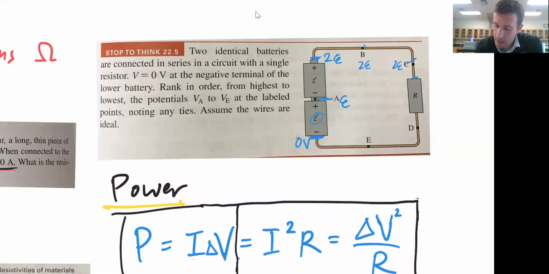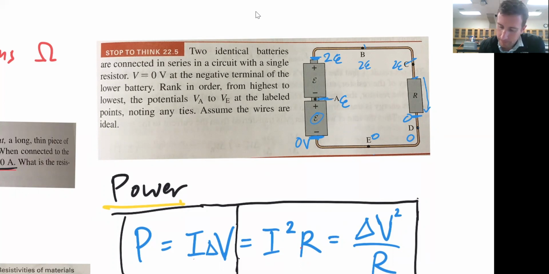Then I hit the resistor and I lose all of that potential. So that potential decreases by 2E and goes back down to 0. So it hits 0 right there. D would be at 0, E would be at 0, and then I'm back to the beginning, and I can go up E and then up another E for 2E again. Okay, so there's my values.